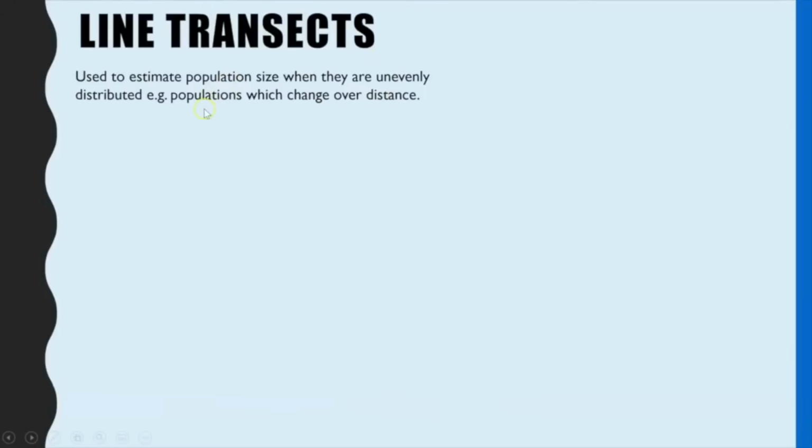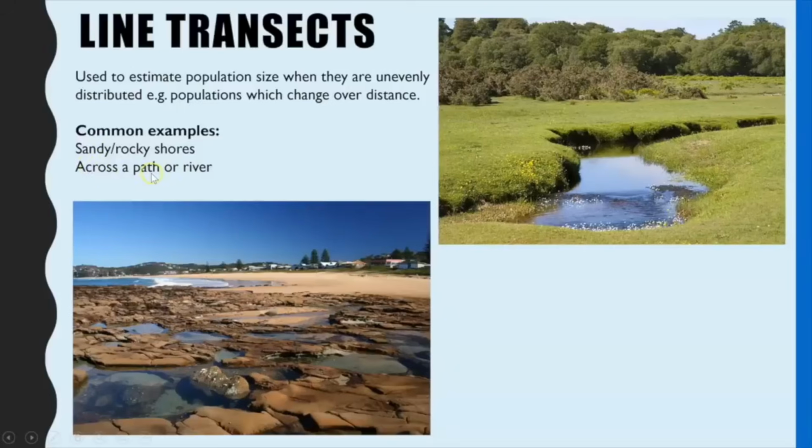Now you could have, as I said, a line transect, and this is again if you have slow moving or no movement in your organism, but it's if you have uneven distribution. And common examples are on beaches, so either a sandy shore or a rocky shore, or if you want to see the impact a path is having, or a river. So in these 2 examples, if we wanted to know the impact of this river on the distribution of these buttercups, you'd need to place your line transect, and then we'd take measurements all the way along to see how the distribution of daisies, the population size, changes in accordance to proximity to the river.